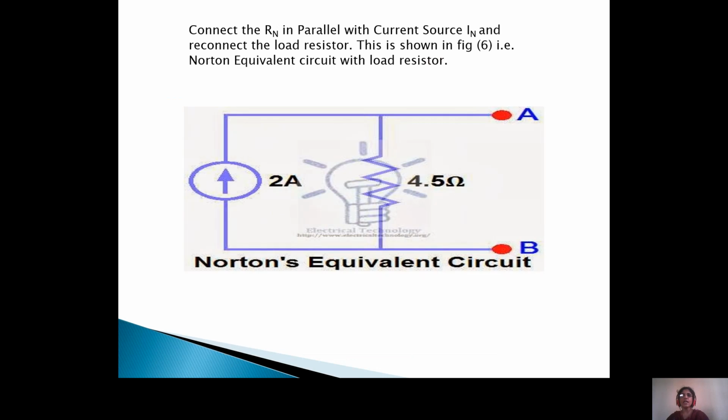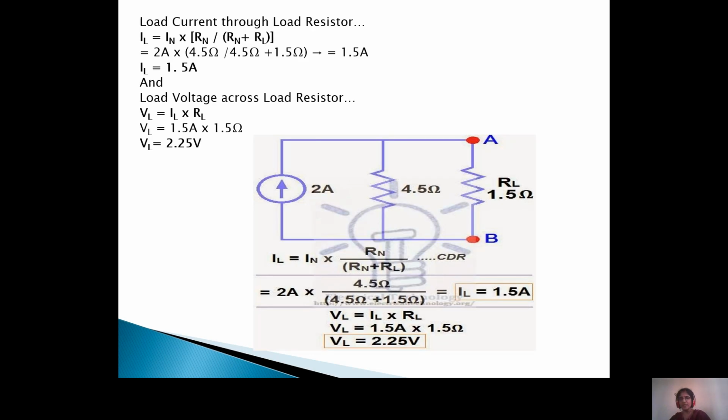So we have found the Norton's current is 2 amps, in parallel with the Norton's resistance of 4.5 ohms. When they ask for the equivalent resistance, you have to consider it from this point of view. But they ask to find out the current across the 1.5 ohm resistor. So we already know the current flowing in this circuit is 2 amps. But here the current will be divided between 4.5 and 1.5.